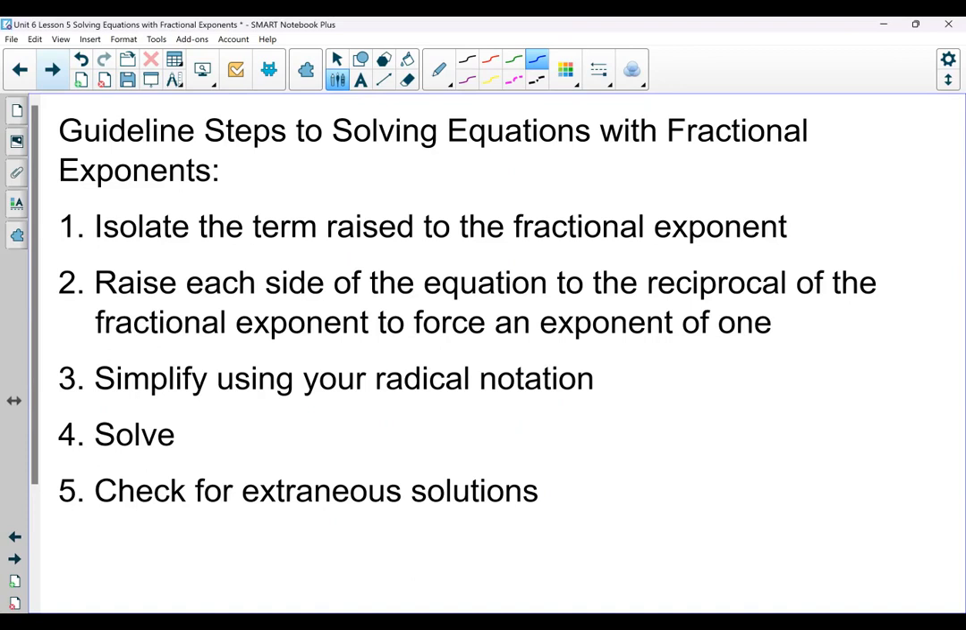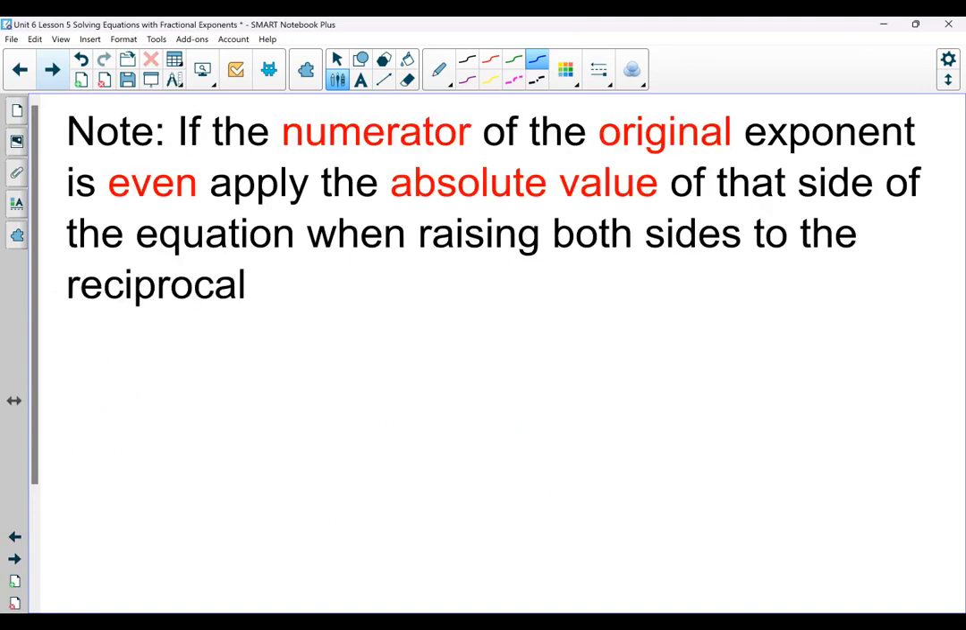They are going to be equations that you know how to solve by hand. You should be able to do this entire lesson without a calculator. There is one extra step though. If the numerator of the original exponent is even, you have to apply absolute value to that side of the equation, the one that falls out of the radical or the fractional exponent, when raising both sides to the reciprocal.